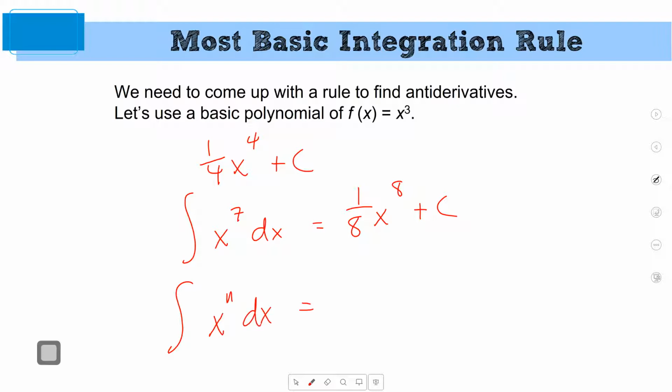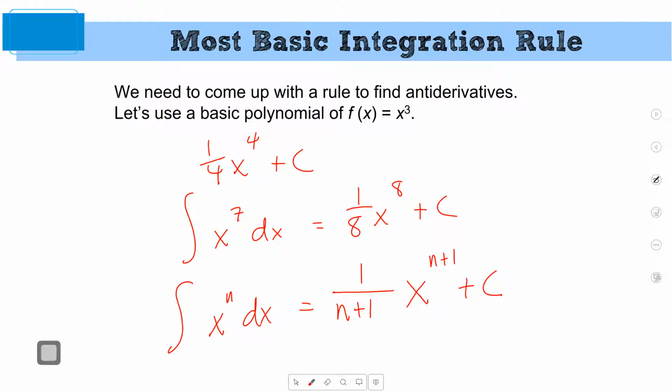What does that say? Is that a U? That's an N, as in narwhal. 1 over n plus 1 times x to the n plus 1, plus c. Is he right? Yeah. Yes. You sure? Yeah.